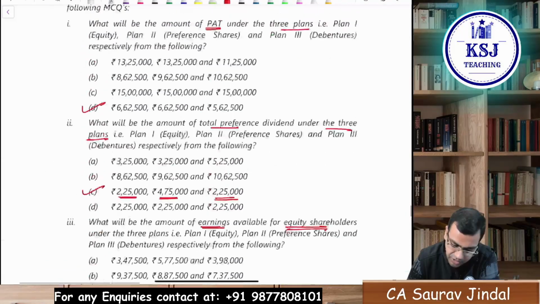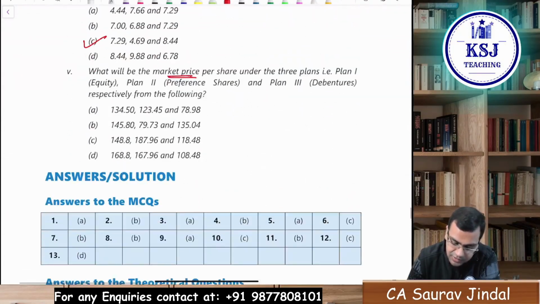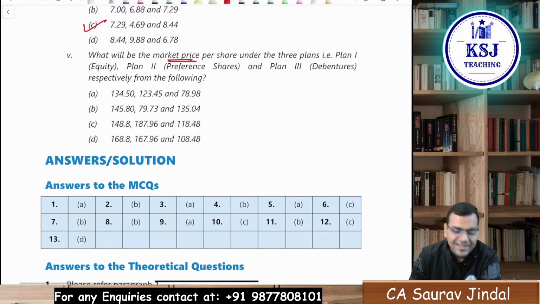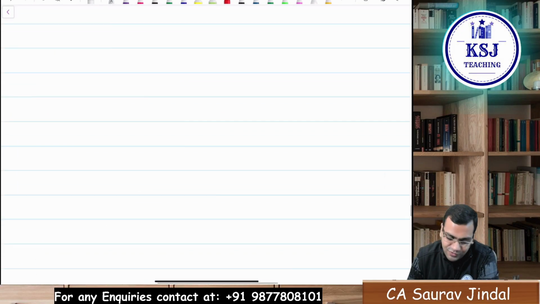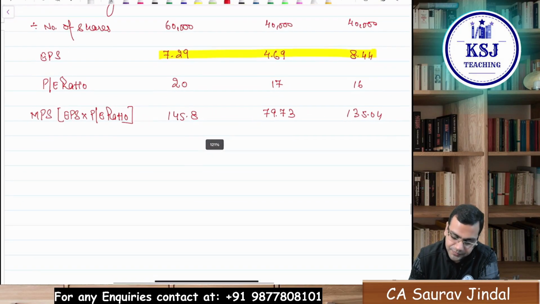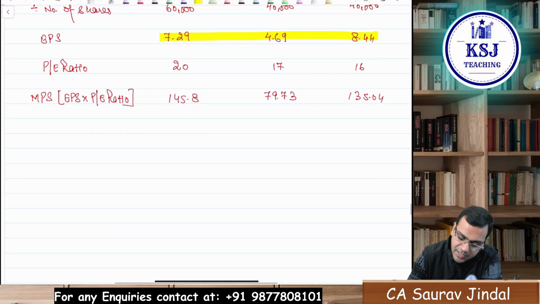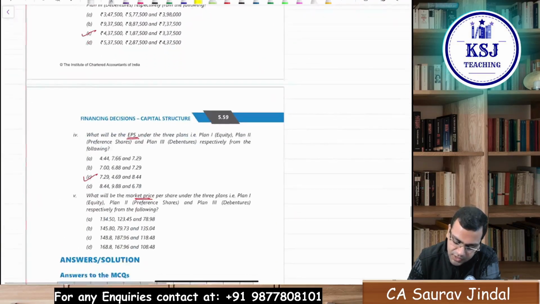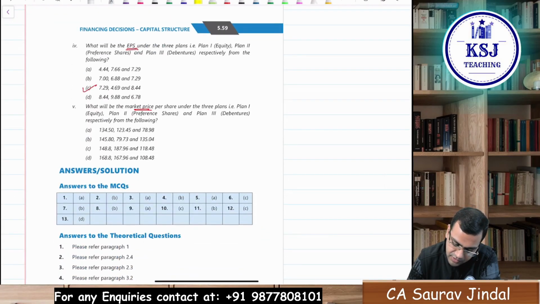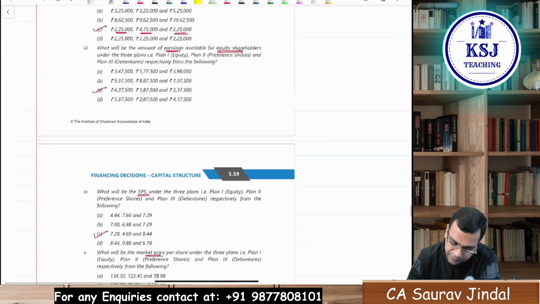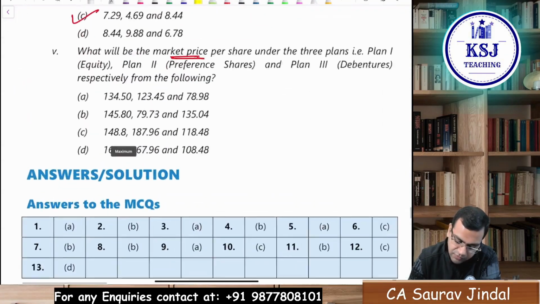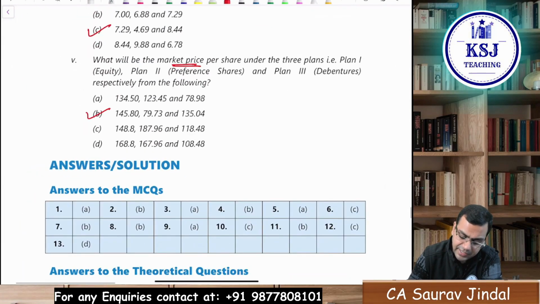Option C. So what will be the market price of the share? Market price 145.8, 79.73 and 135.04. So 145.8. Okay, so finally we have got some other option, that is option B.